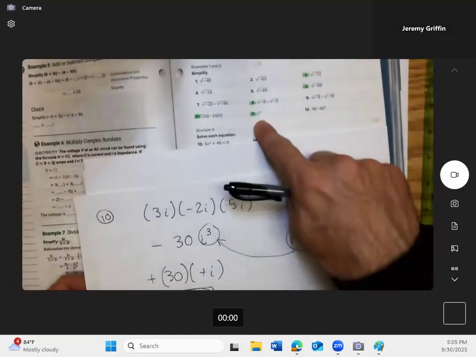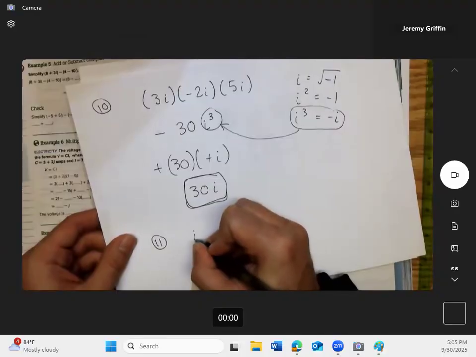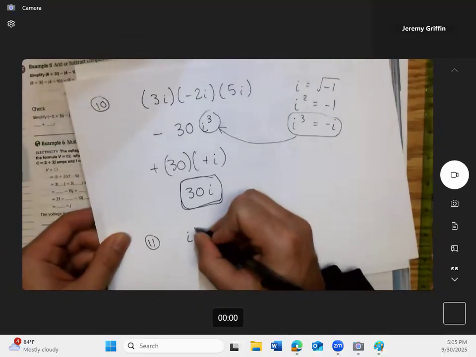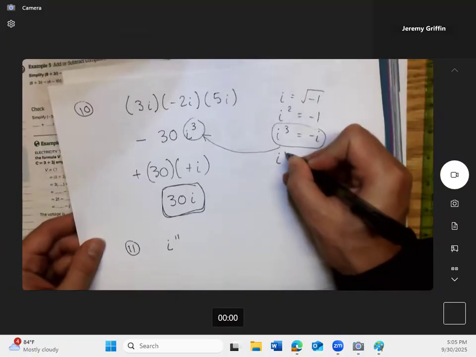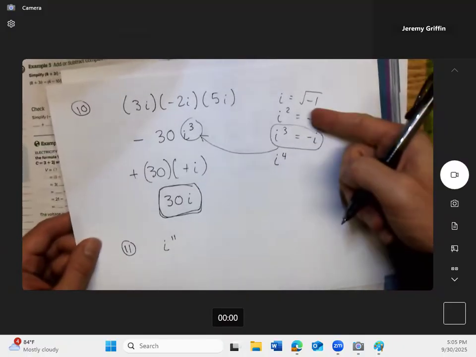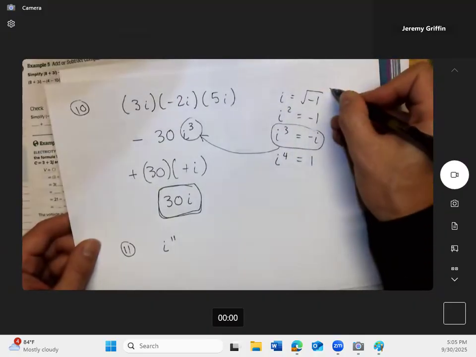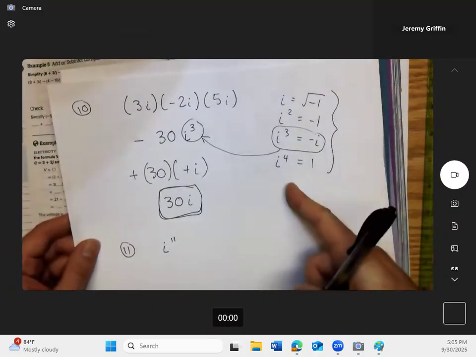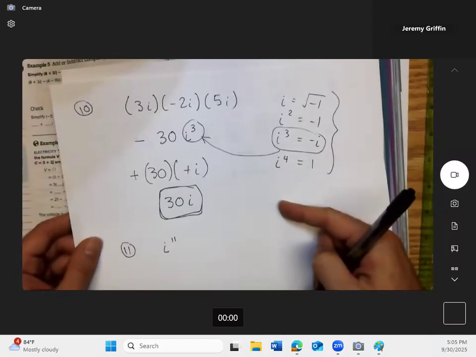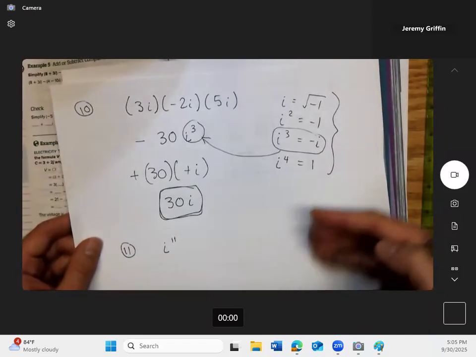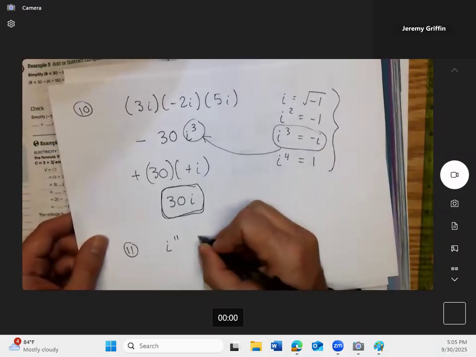All right, number 11. Actually, I think I can do that right down here. Number 11 says, what is i to the power of 11? Well, I did a crazy one with you guys earlier, and it was based on this 4-part pattern. By the time you get i to the 4, that's i squared squared, which is back to +1. So here's your 4-part pattern, and anything beyond that just repeats: i to the 5 through 8, 9 through 12. Every time you hit a power of 4, it goes back to 1 again.